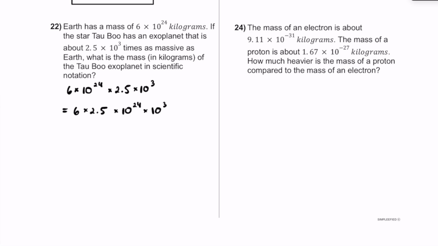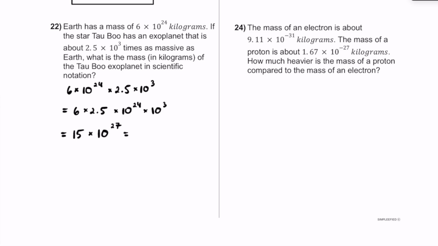Okay, let's go ahead and just multiply the 6 times 2.5. Well, 6 times 2 is going to be 12 and 6 times 0.5 is 3. So 6 times 2.5 should be 15, right? So we're going to write 15 multiplied by 10 to the, and then use that product of powers property and add those exponents. 24 plus 3 is going to be 27.